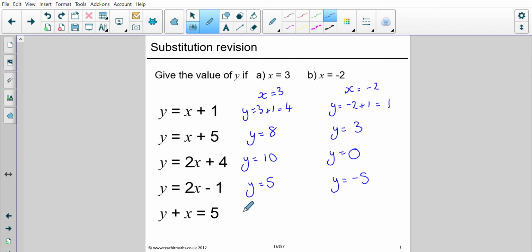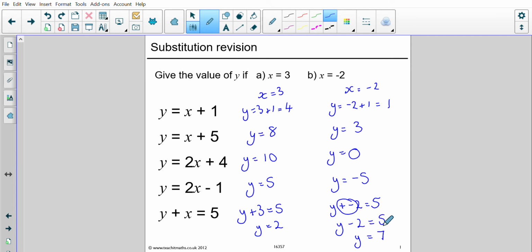For the last one, did you get the last one? If we substitute, we get y plus x is 3 equals 5. So we know y must equal 2. And y plus minus 2 equals 5. Now, if you remember, a plus and a minus, when we can put a circle around it, we can replace with a minus. So y minus 2 equals 5. So y must be 7.